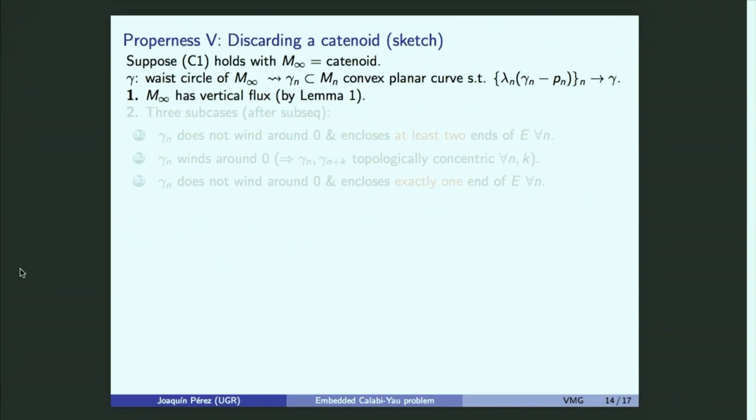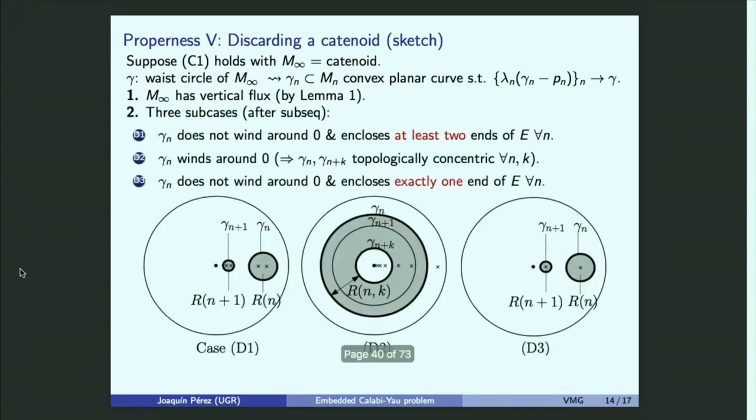So assume that the limit surface now is the catenoid after the first blow-up, because there's going to be a second blow-up argument, and then I'm going to take my waist circle of the limit catenoid. I'm going to reproduce this curve gamma n along the sequence. Then by the same arguments, the catenoid is placed vertically in R3 because the flux has to be vertical. It's the same argument, so I don't lose time here.